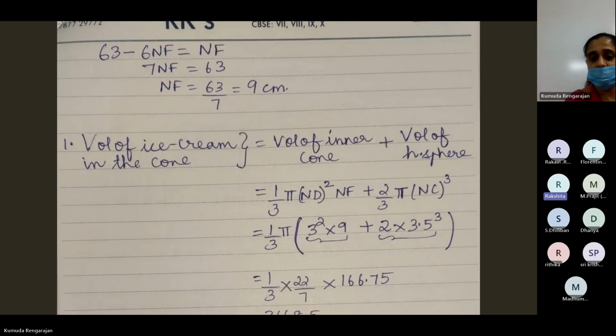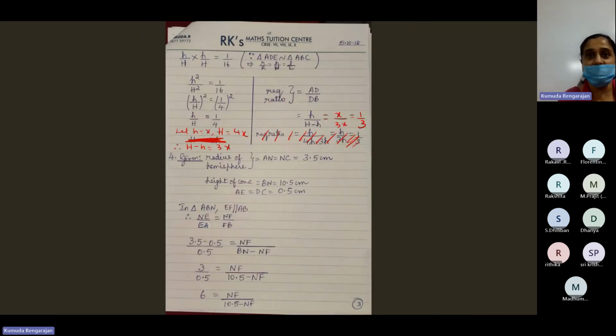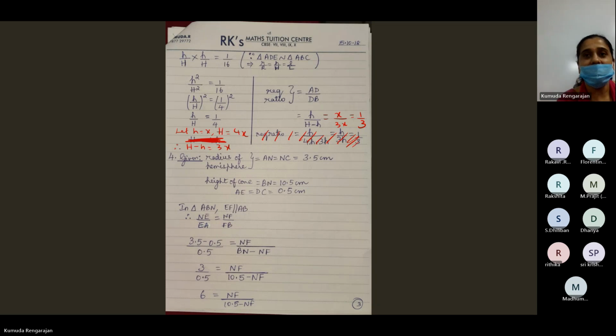Ma'am, how did it become 63 in the first line? Come again? 63. How, Navya? 63? It's 10.5 into 6, no? 10.5 into 6. Rakshita, yes, you can ask me again. Cross multiplying, 10.5 into 6. Okay, ma'am.